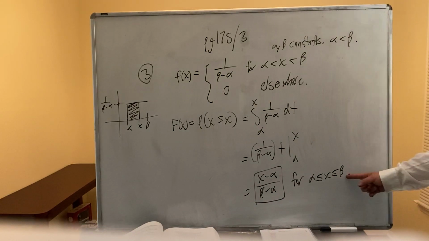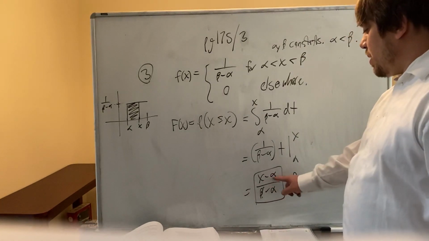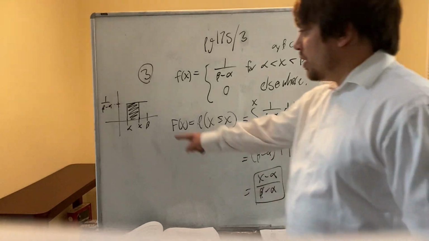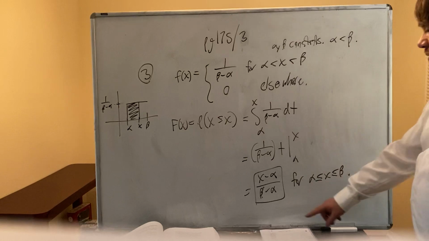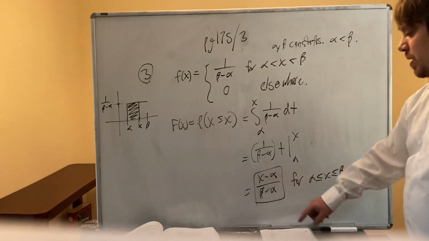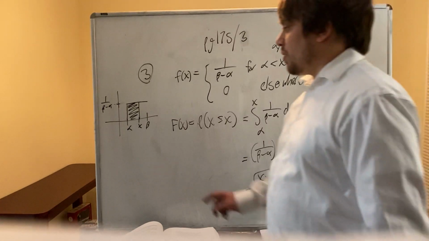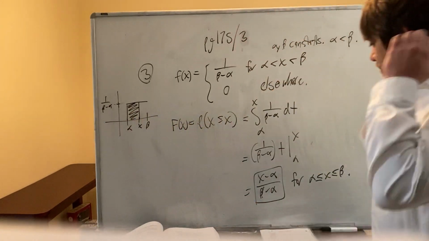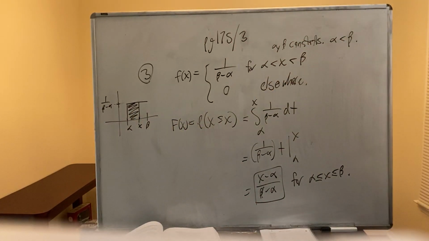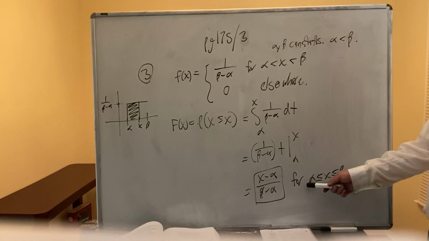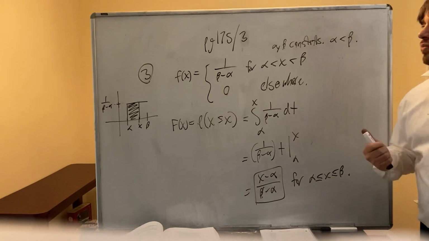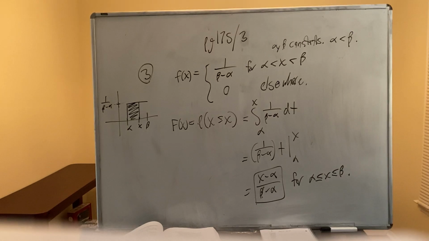If x is beta, you get beta minus alpha over beta minus alpha, which is 1. You get the entire area there. And if x is alpha, you get alpha minus alpha over beta minus alpha, which is 0 over non-zero, so 0. So the cumulative distribution function is x minus alpha over beta minus alpha for x between alpha and beta inclusive. So that's number 3.